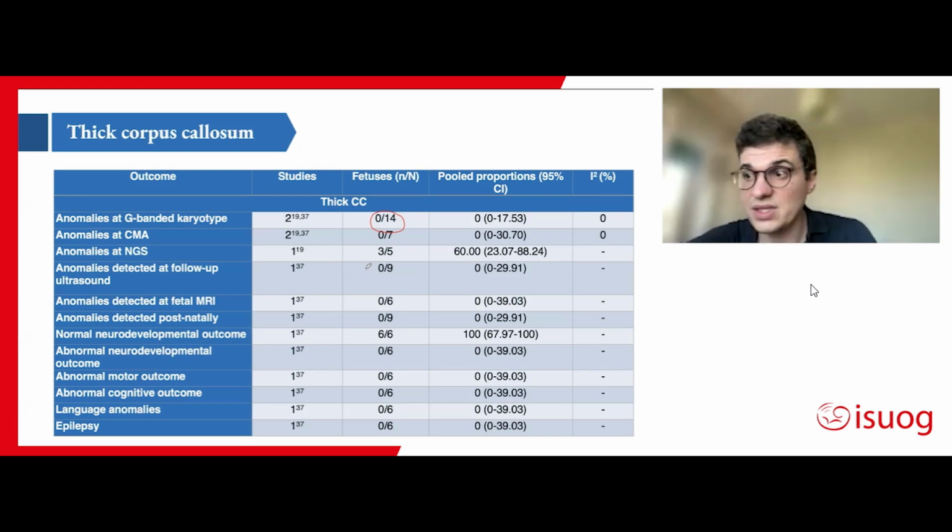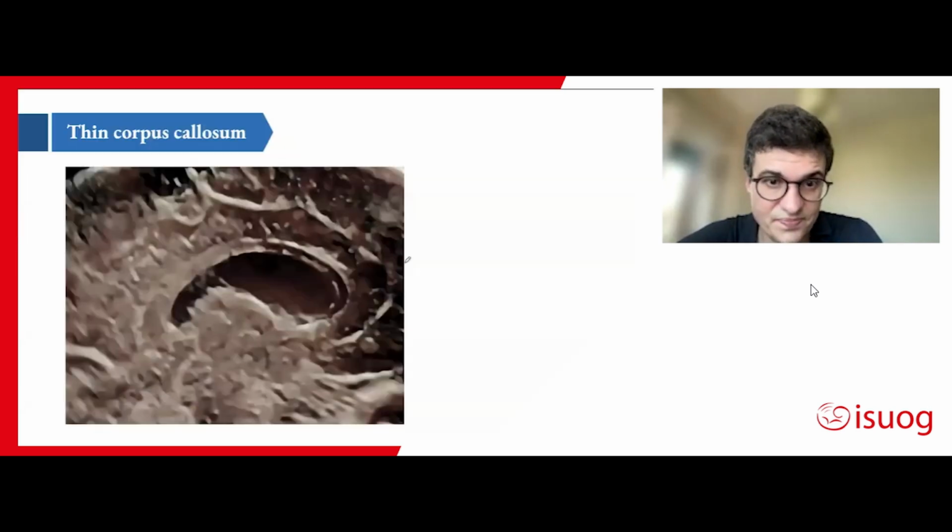So what should we do in this case? We should go for neurosonography, offer genetic testing, and late neurosonography or MRI in order to detect cortical anomalies, because the risk of having associated anomalies is high. When the rostrum and the splenium are present, and there are no associated anomalies, either genetic or structural, the outcome is likely to be good.